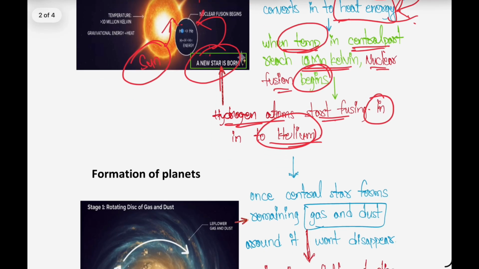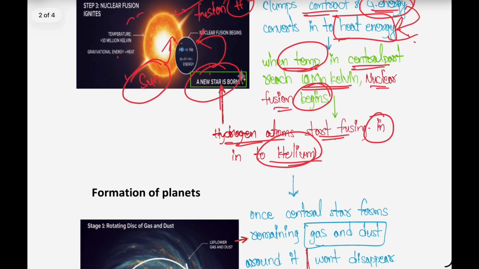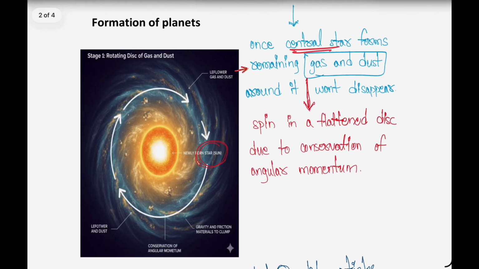Right? So after the formation of the sun, there will be dust and gas present outside the sun also, outside the orbits of the sun, right? Once the central star has been formed, there will be remaining gas and dust. That won't just disappear after the formation of the sun. You can see in this image, this is all the gas and dust, right? This is the newly born sun.